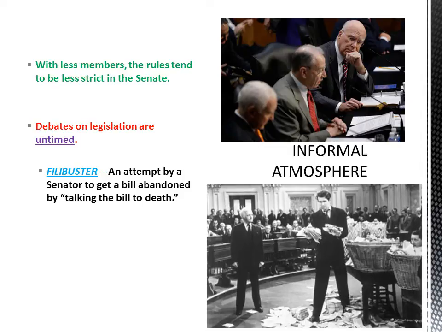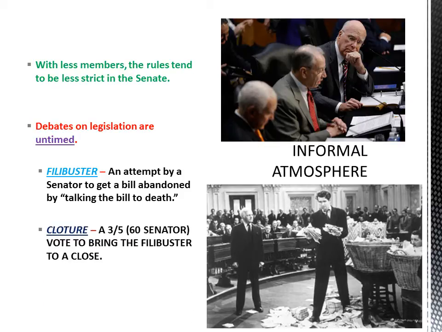Such a filibuster was portrayed in the 1939 popular film Mr. Smith Goes to Washington, as the senator gets to his feet, gets the attention of the floor, and speaks as long as he possibly can to try to get the bill abandoned. The only way to stop a filibuster in the U.S. Senate, besides having the senator voluntarily step aside, is through a cloture vote, in which 3/5 of the Senate votes to bring the filibuster to a close.